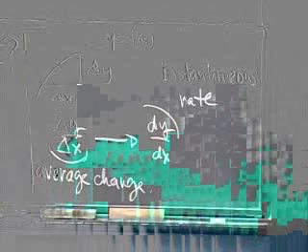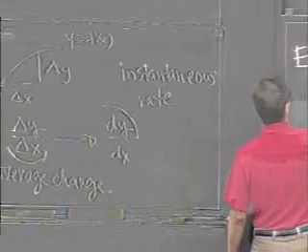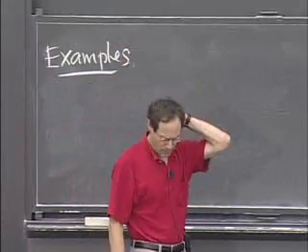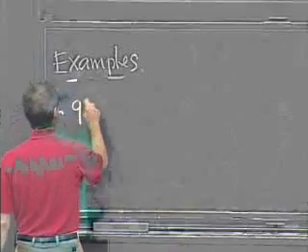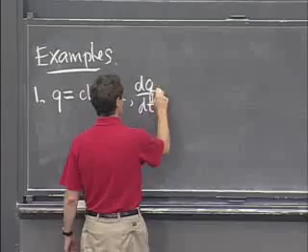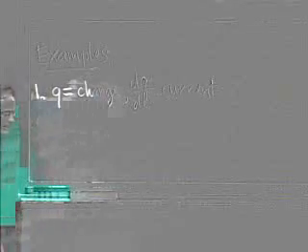Okay, so that's the point of view that I'd like to discuss now and give you just a couple of examples. So let's see. Well, first of all, maybe some examples from physics here. So Q is usually the name for a charge. And then dq dt is what's known as current. So that's one physical example.